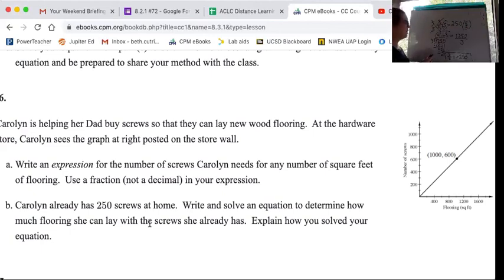And she can do about 416 square feet. With 250 screws, that will get you 416 square feet done with nailing it into the floor.